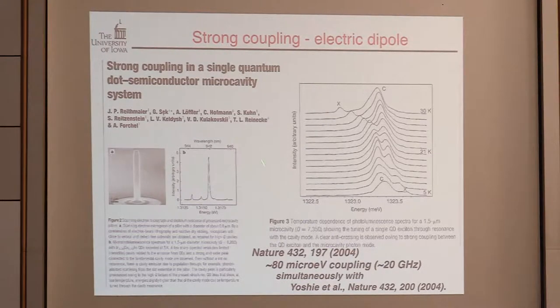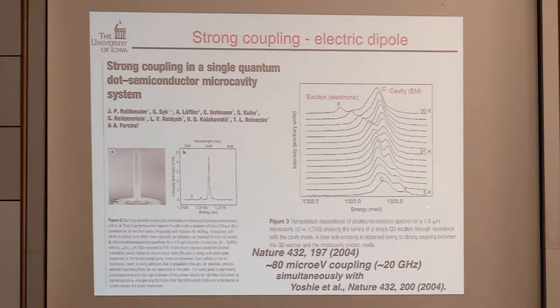This is from 2004, and these are the first demonstrations of solid state exciton cavity mode mixing. These are two groups: this is the Würzburg group, and this is the University of Central Florida group down here. So I'm showing these images here. It's a semiconductor micropillar with a quantum dot sitting within. The trick that both groups used was that they were able to move one of the modes relative to the other. So here you have the exciton mode, that's the electronic mode, and here you have the cavity mode.